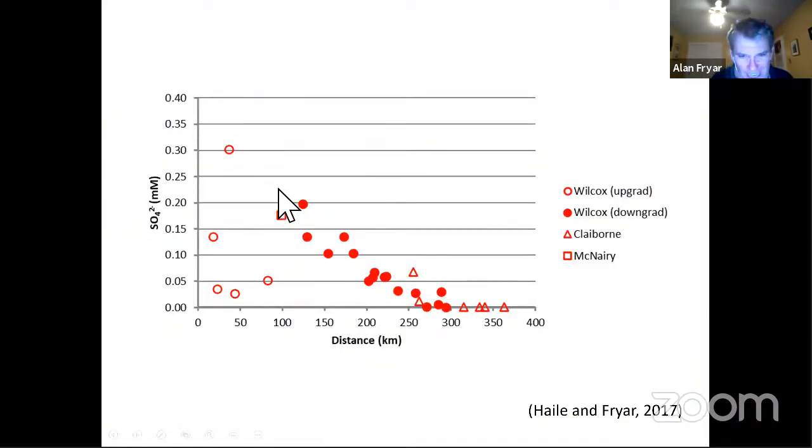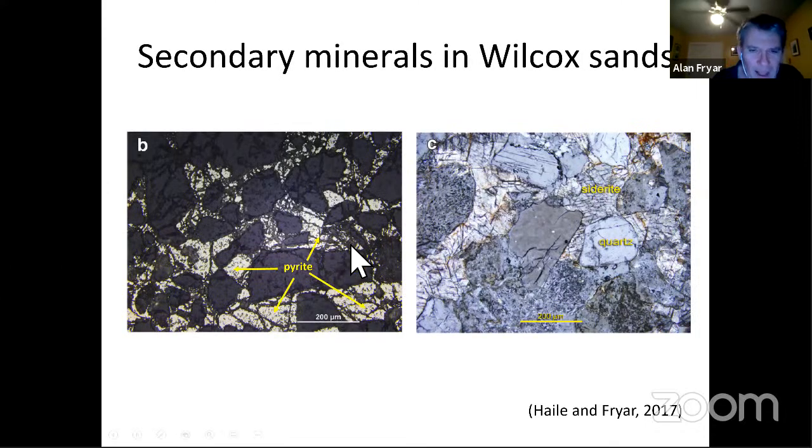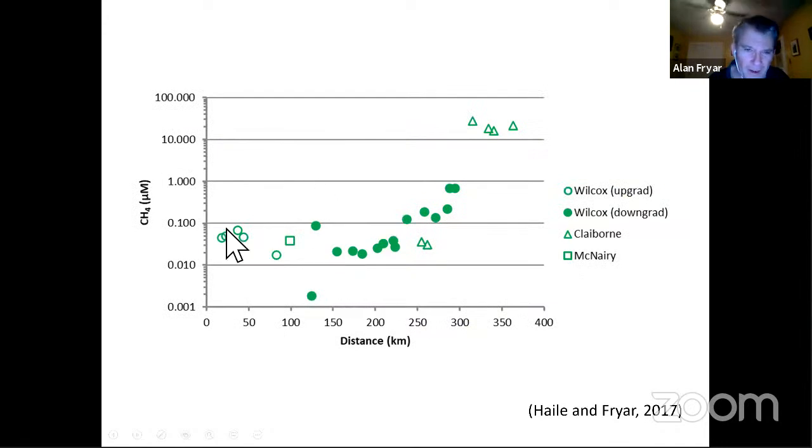Sulfate, you can see a really nice decrease in sulfate down the flow path. Again, arithmetic plot. And what's happening here is that the iron(II) and the sulfate that is being reduced to sulfide are precipitating to form pyrite as a secondary mineral, pyrite cement. And it's cementing together grains of things like siderite, which is an iron carbonate mineral, and quartz. And then finally, methane, another logarithmic plot. You can see a gradual increase in methane down the flow path.